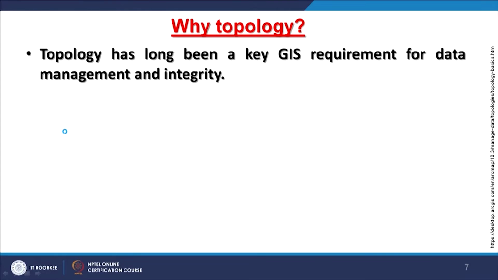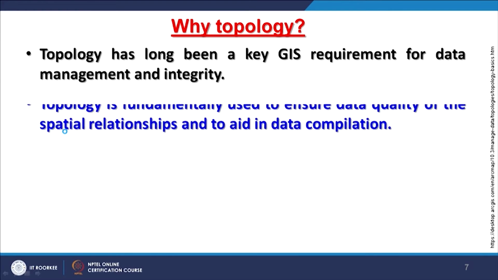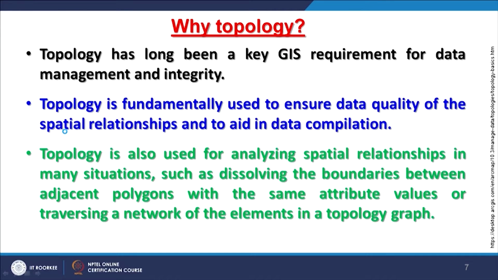So, topology has long been a key GIS requirement for data management and integrity. Initially it was not there, later on it started coming, but we had to build it separately. Now it is built automatically when we do the digitization work. Topology is used to ensure data quality, because errors are minimized, and to maintain spatial relationships, and it also aids in data compilation. Topology is also used for analyzing spatial relationships in many situations, such as dissolving boundaries between adjacent polygons with the same attribute values, or traversing a network of elements in a topology graph. So, that way we can also do it.